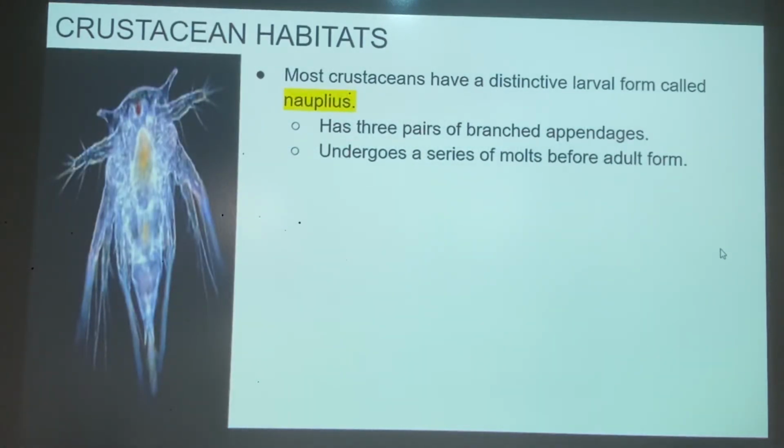Most crustaceans are going to have a distinct larval form called the nauplius, and it's also microscopic. It's going to have 3 pairs of branched appendages, and it undergoes a series of molts before it even looks anything like the adult form.